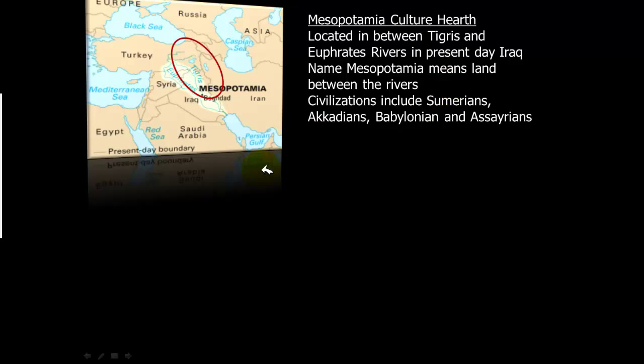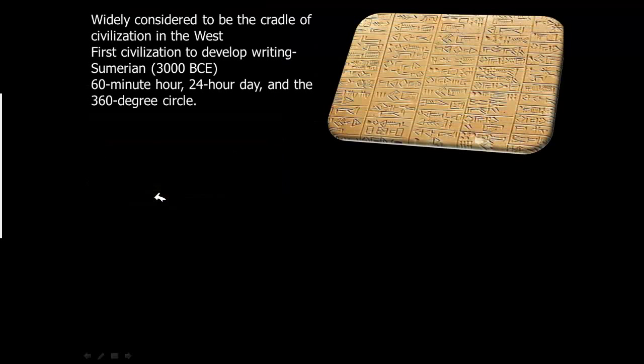And some of the early civilizations that are included in the Mesopotamian culture hearth. When we say a culture hearth, that is not one civilization. It's a lot of civilizations over a period of time that have influenced other civilizations in that area. But they all are in this area, over a long period of time. Some of the civilizations included in this culture hearth are the Sumerians, Akkadians, Babylonians, and Assyrians.